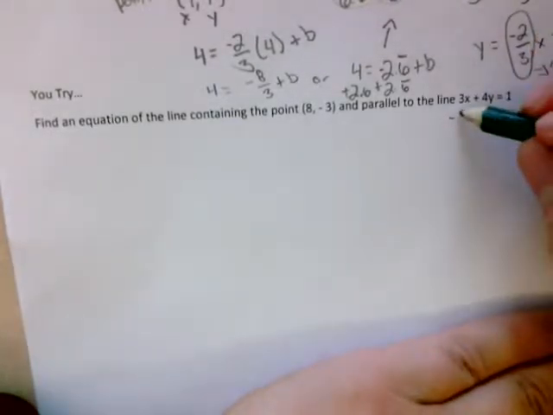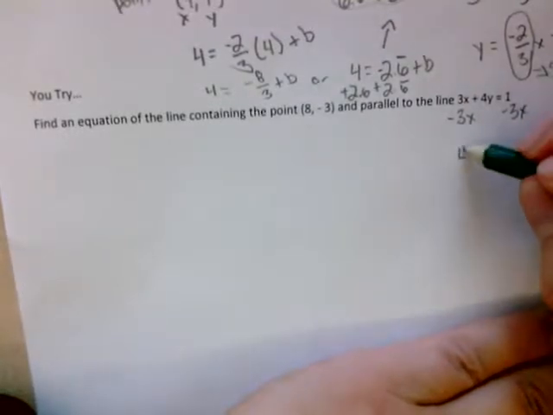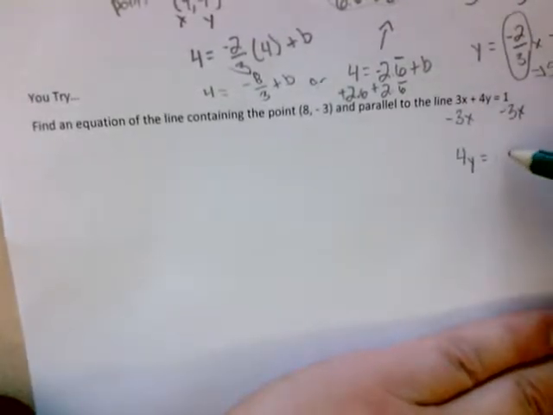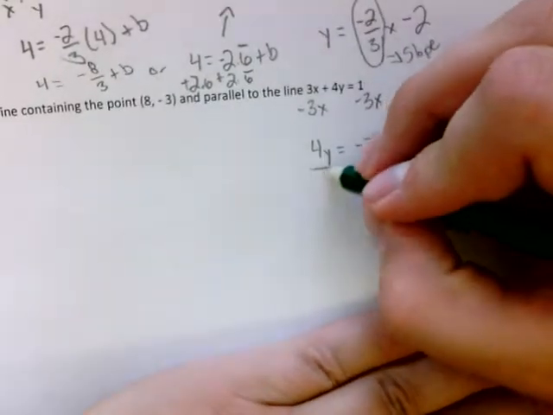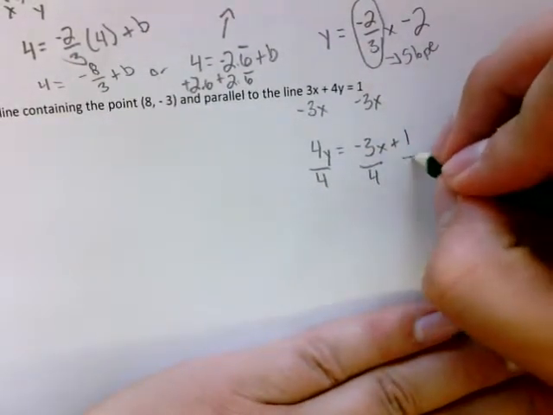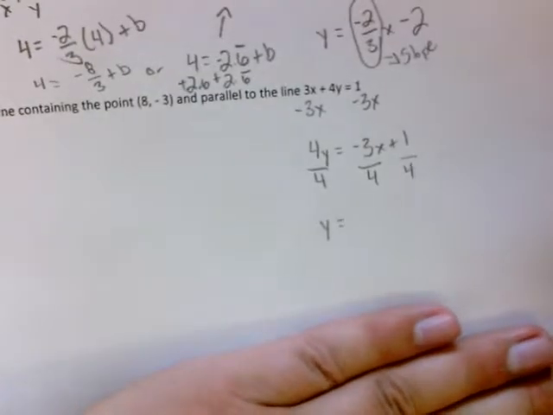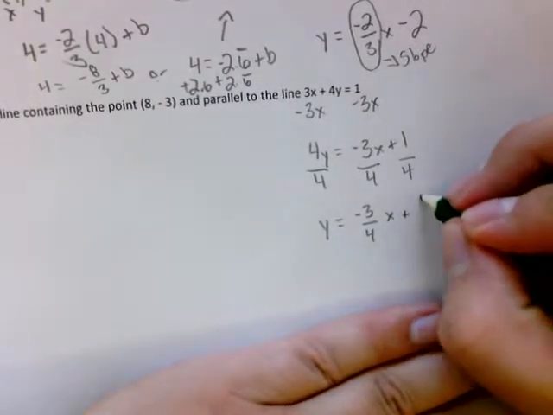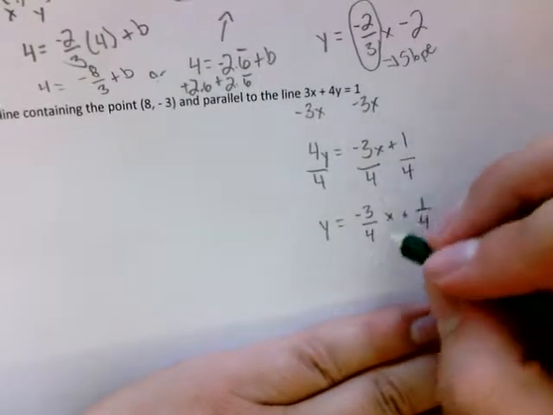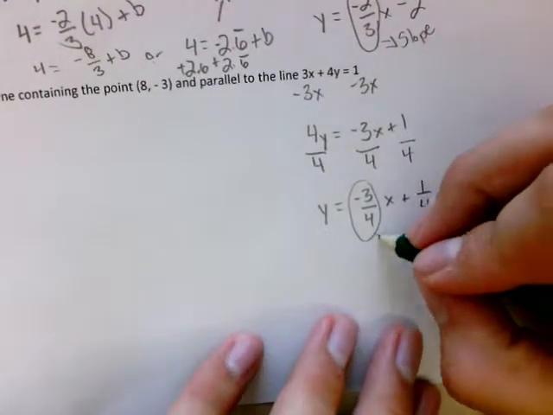Subtract 3 from both sides. We need to get the slope out of this because we're trying to find parallel. Parallel means same slope. So we get negative 3x plus 1. Sorry, get rid of this 4 in front of the y. We divide by 4, divide by 4, divide by 4. So y equals negative 3/4 x plus 1/4. Now we don't care about this 1/4. All we care about is this negative 3/4. That's our slope.